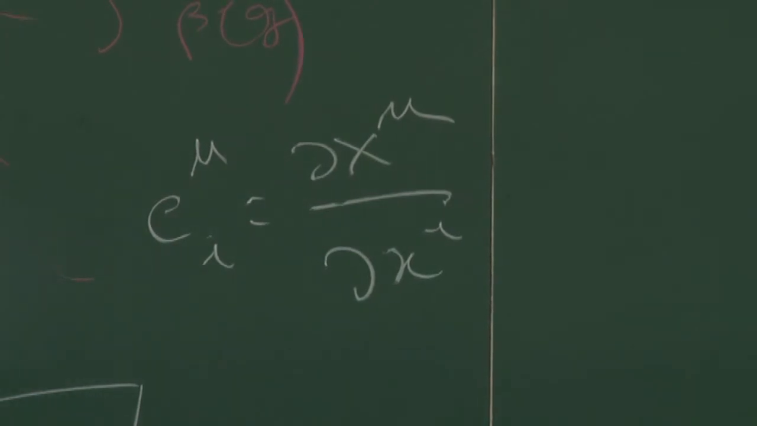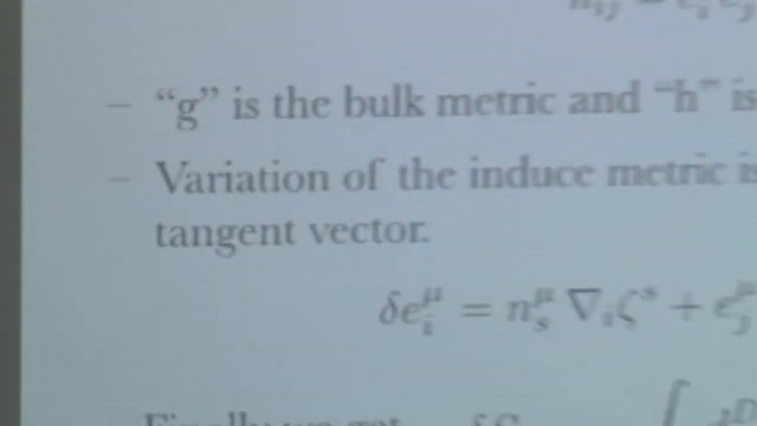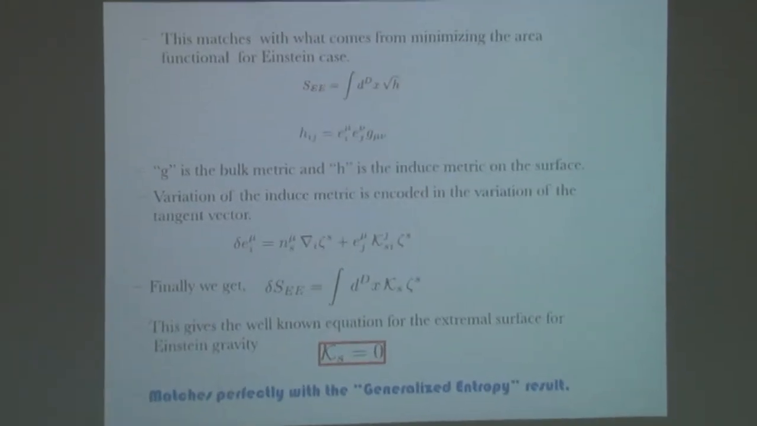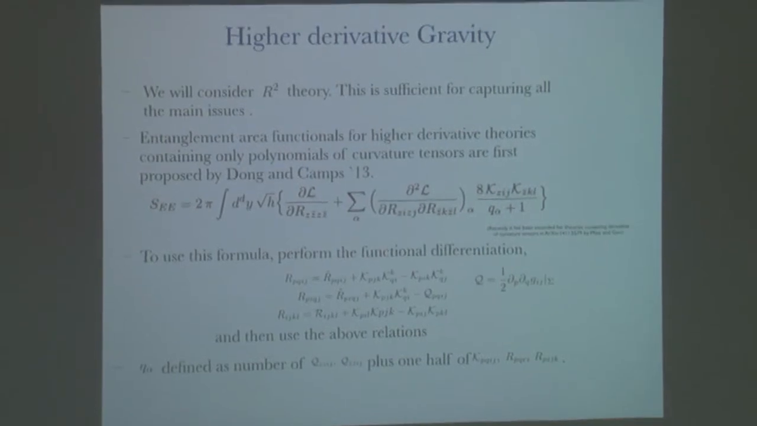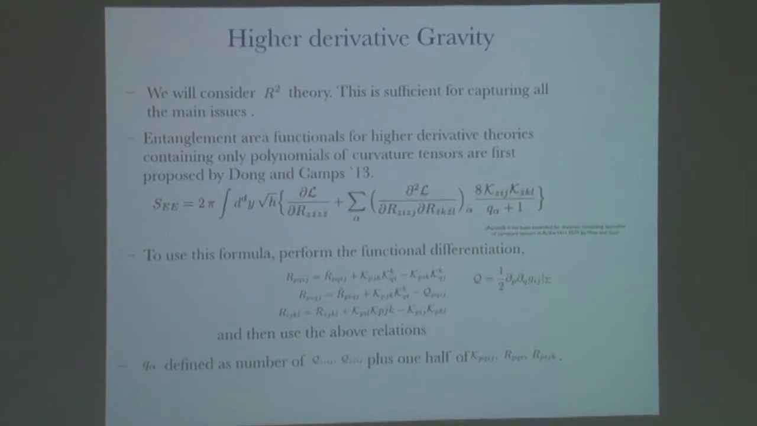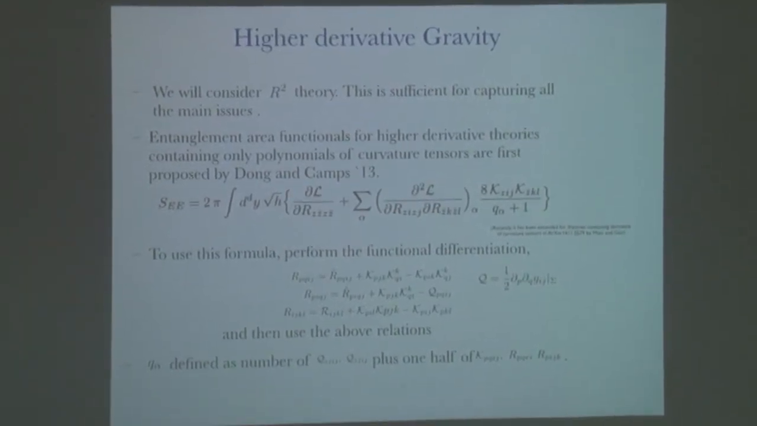So, we plug this back into this area functional, and we get this variation of the entropy functional like this, and we immediately see that we are getting the same condition, which is the trace of extrinsic curvature equal to 0. So, for the Einstein case, these two methods actually match perfectly well. Now we will go to higher derivative gravity theory. We will consider the R square theory, and this is sufficient for bringing out all these main issues.